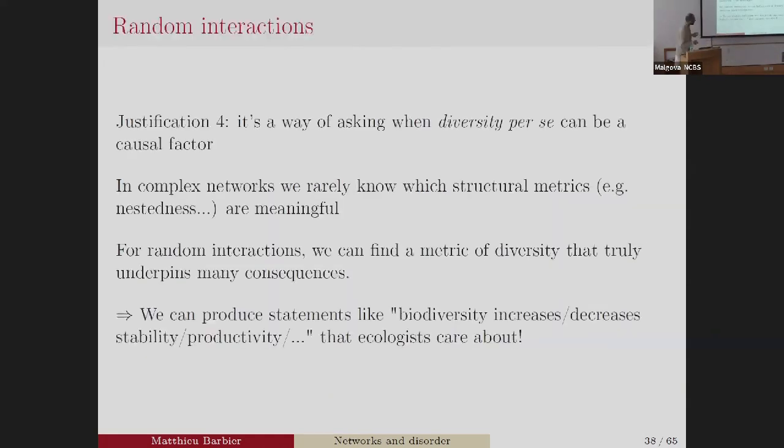So, this is what I'm saying here, right? It's one way to produce scientific statements, falsifiable statements, such as biodiversity increases stability, let's say, which is not obvious in a structured network, because maybe in the structured network it's not the diversity that counts. Diversity just is an accidental correlate of some structural property. In a random network, diversity is really what counts in some sense.